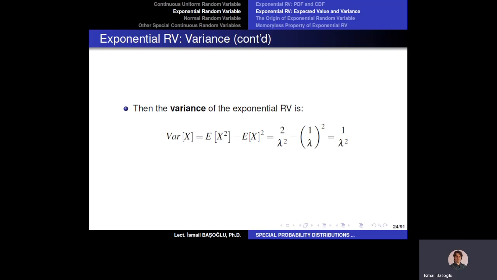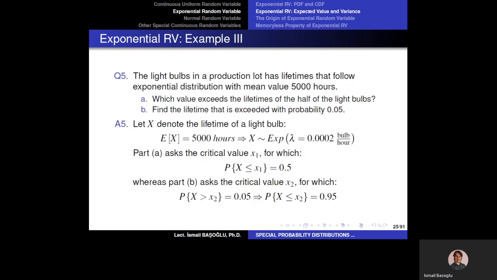So let's solve another question here. The light bulbs in a production lot have lifetimes that follow an exponential distribution with a mean value of 5,000 hours. Okay, so you see this time, the lifetime of a light bulb, so the duration that it works perfectly, is exponentially distributed.